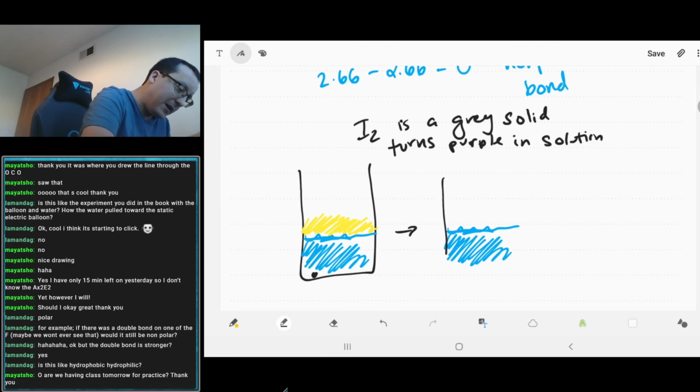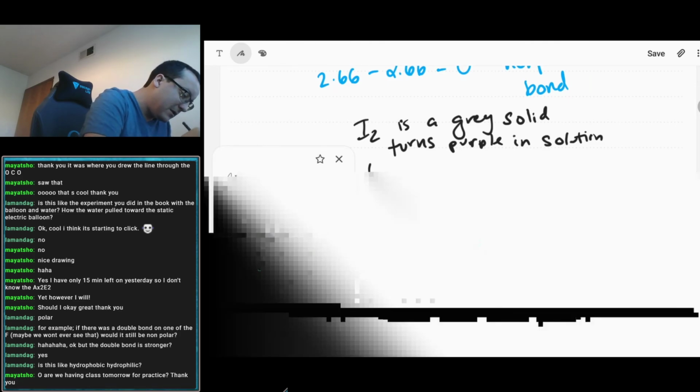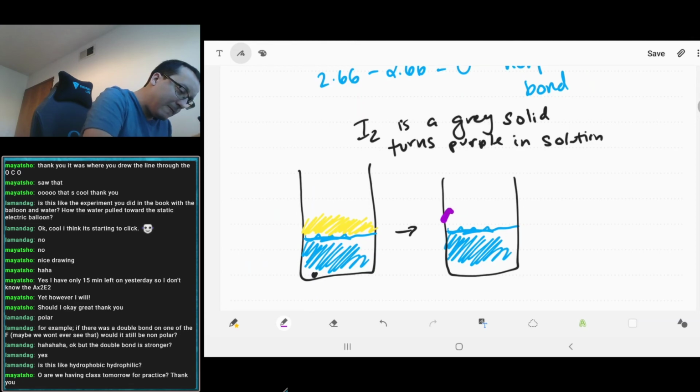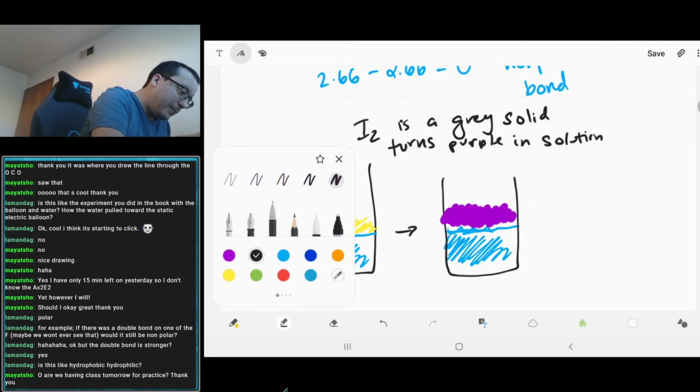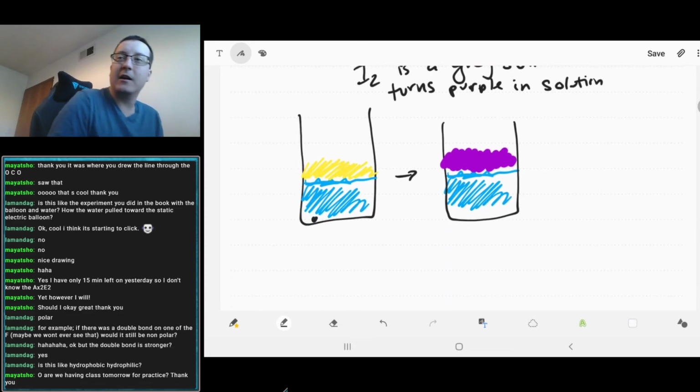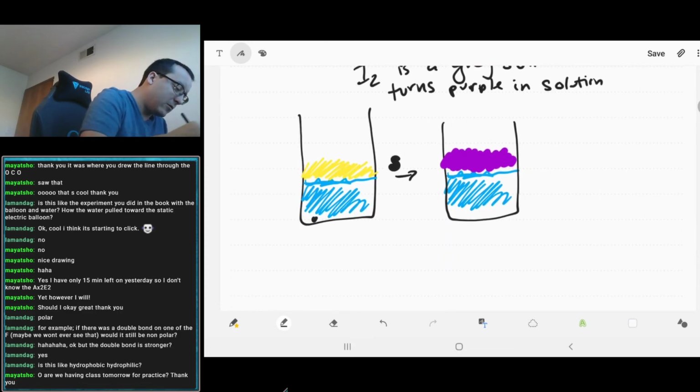Oh no, our beaker has exploded. The iodine will... Oh, goodness gracious.